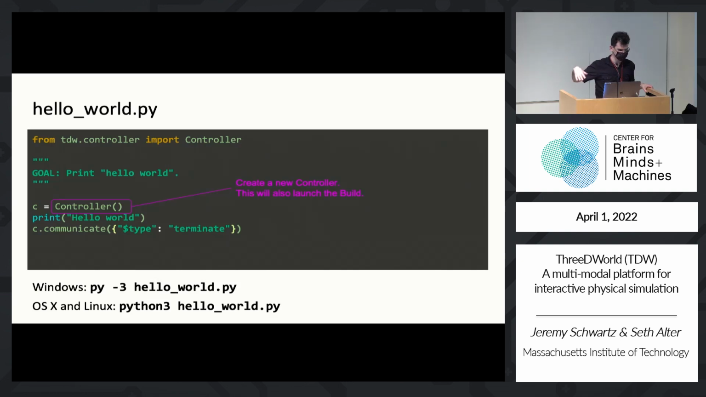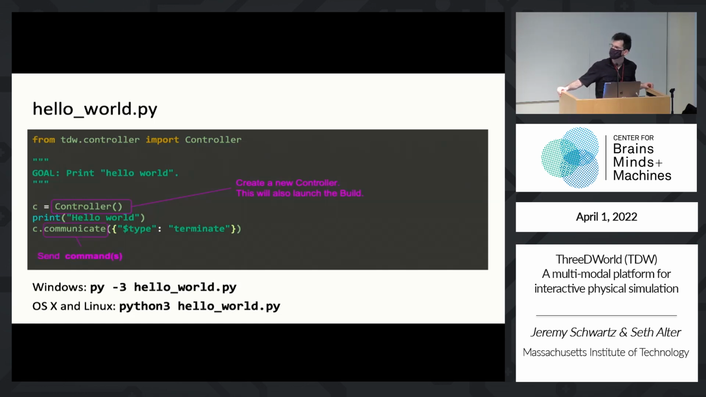So the way this breaks down is that the part that says controller is doing most of the heavy lifting in TDW. We're creating a new controller, and that is the data object that's going to be communicating with that external simulator application. We call the simulator the build typically because we have to compile it, unlike a Python script.